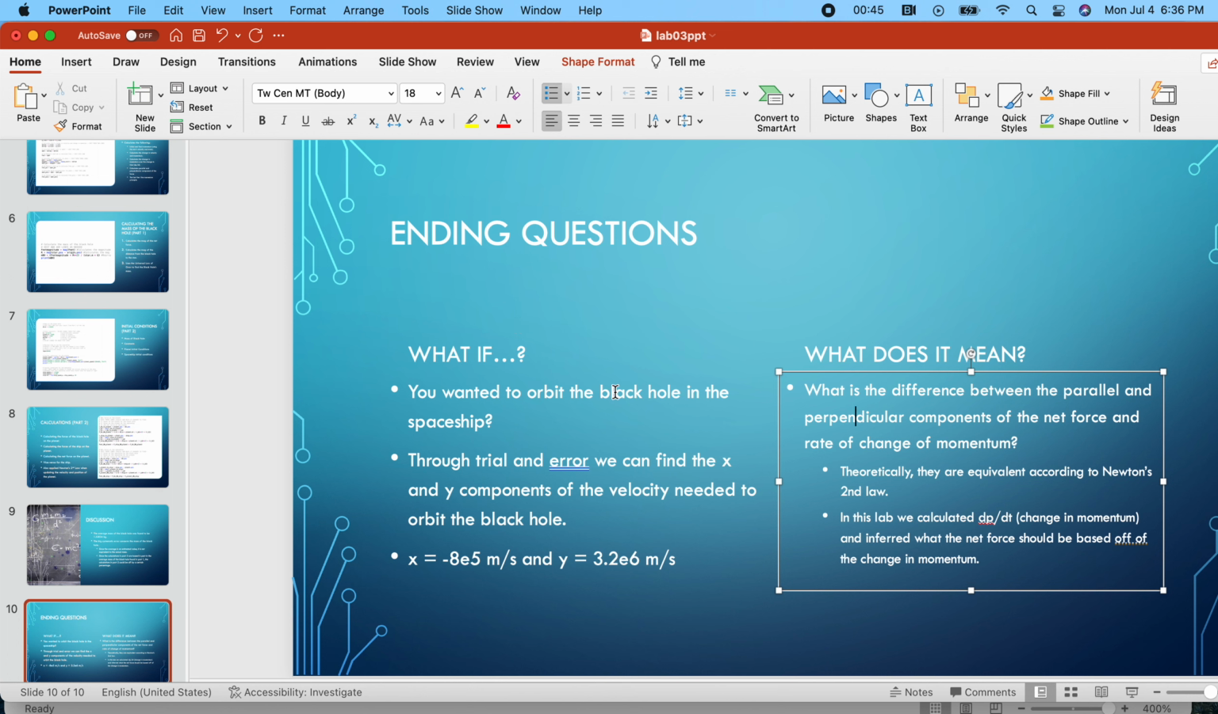What if you wanted to orbit the black hole in the spaceship? Through trial and error, we can find the x and y components of the velocity needed to orbit the black hole. And these would be x equals negative 8 times 10 to the 5th power meters per second, and the y component would be 3.2 times 10 to the 6th power.